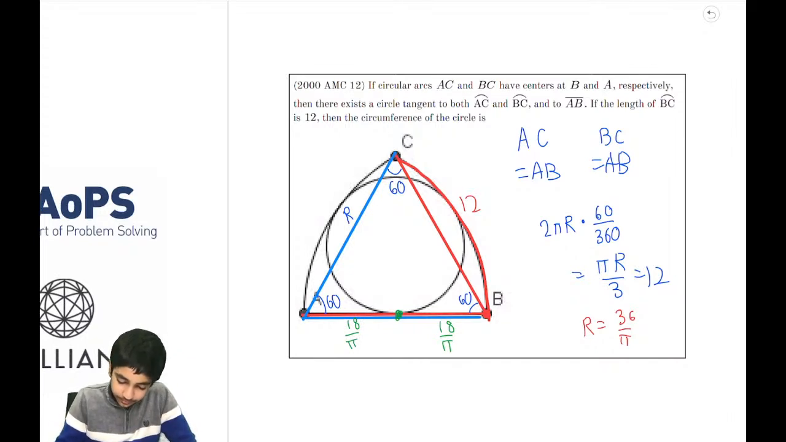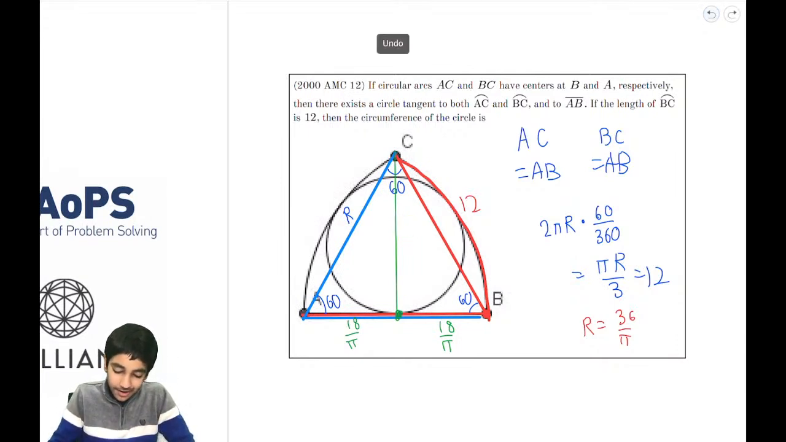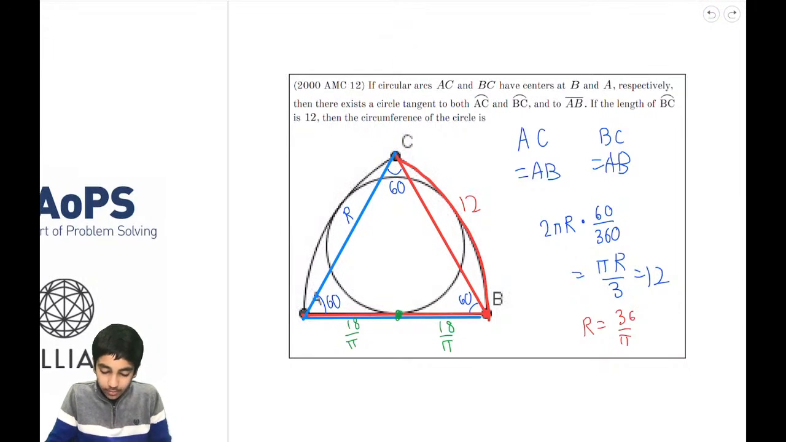Then what do we know? So what can we do from here? If these are both 18 over pi long, we can see that this segment here is just going to be equal to 18 over pi root 3. Remember 30, 60, 90 triangles. Or actually, I don't know why I'm marking that. That doesn't actually give us much useful information. So we can actually get all those lengths with this equilateral triangle in mind, but that doesn't really help us.